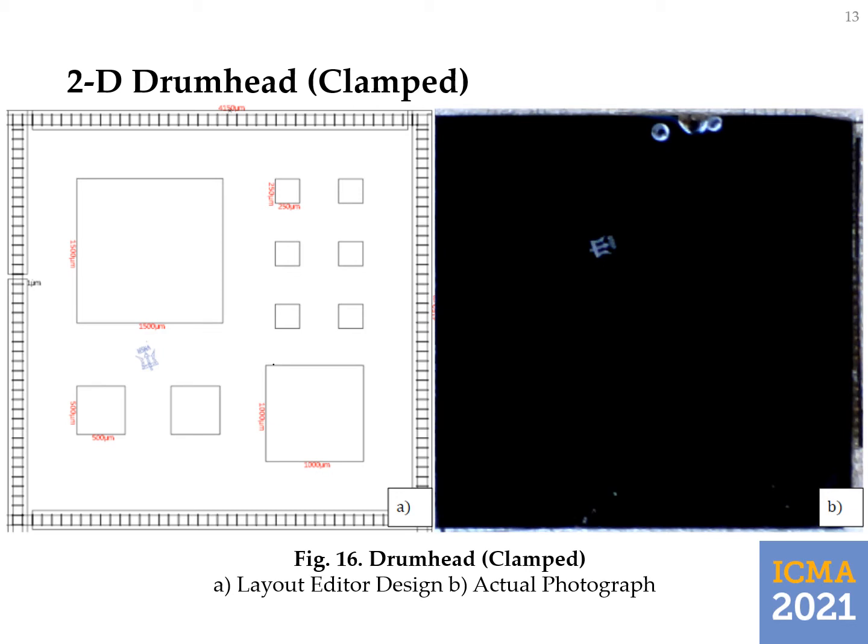Now we're going to go through the different quadrants and the reasoning for each quadrant and the design decisions that I made. So one quadrant we're going to call the 2D drum head clamped. So it's just mostly square, different sizes, clamped on all edges. The left picture is the design and the right picture is an actual photograph. In the actual photograph, you can't see anything because the drum head is clamped and so there's no space within the chip and you just see the top layer of the membrane.